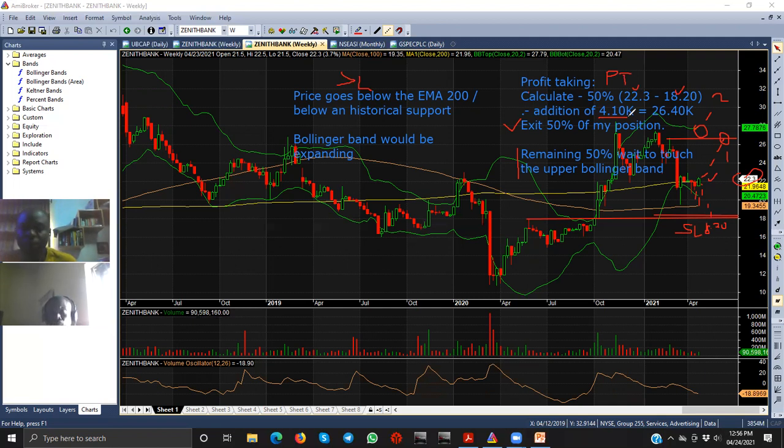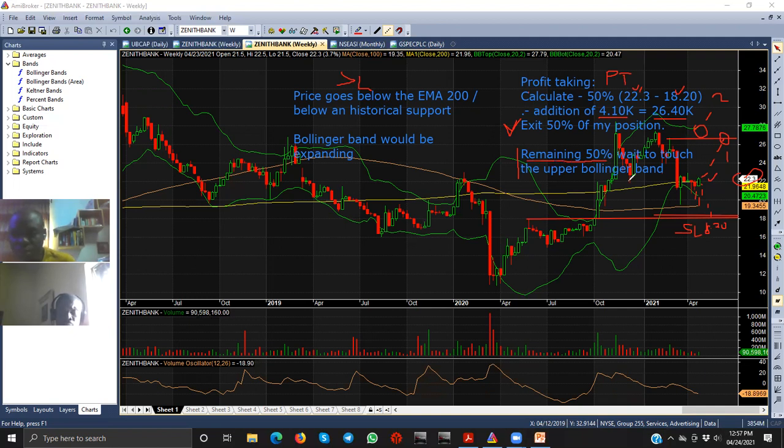Now we take this 4 naira 10 kobo and add it to the 22 naira 30 kobo. When price starts going in your favor and you make 4 naira 10 kobo, it gets to 26 naira 40 kobo. That is 4 naira 10 kobo plus 22 naira 30 kobo is 26 naira 40 kobo. Exit half of your position.